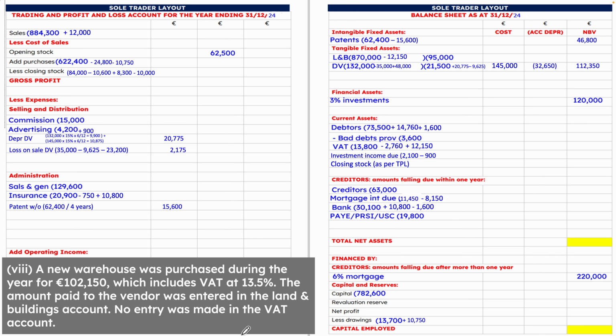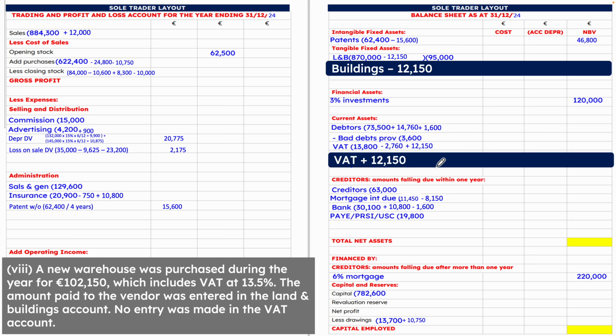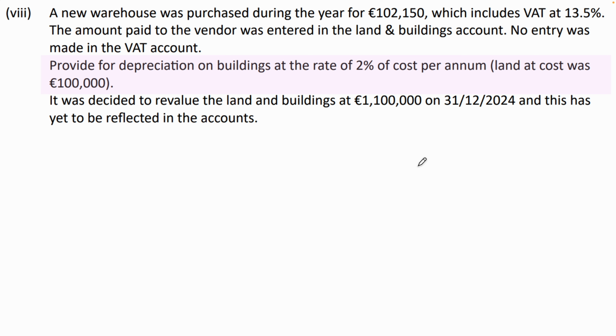And so that's that. It's a pretty easy fix, but there's so much scope for getting it wrong. So from the buildings, you're going to minus the 12,150, and then the VAT, you're going to add 12,150. Okay, so that is the first part done. The next part then says provide for depreciation on buildings at the rate of 2% of cost per annum. Land at cost was €100,000.